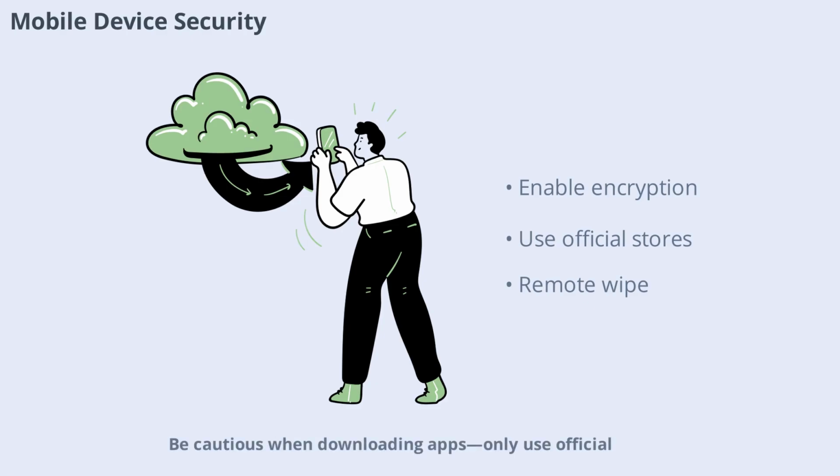Be cautious when downloading apps, only use official app stores and check reviews before installing. Consider installing security apps that offer features like remote wipe and device tracking in case your phone is lost or stolen. These steps help keep your personal information safe on the go.